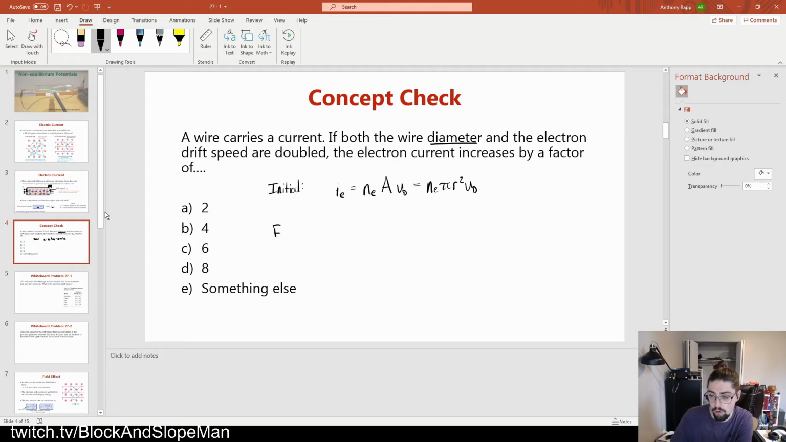Now, in our final case, we have expanded the wire. We have increased that drift velocity. So the electron current now, I have the exact same n of E. Pi is not going to do anything. If I double the diameter, I double the radius, so this will be 2r squared. And then I've doubled the drift velocity. I have 2 times 2 times 2. I should be increasing by a factor of 8 when I've got something like that.